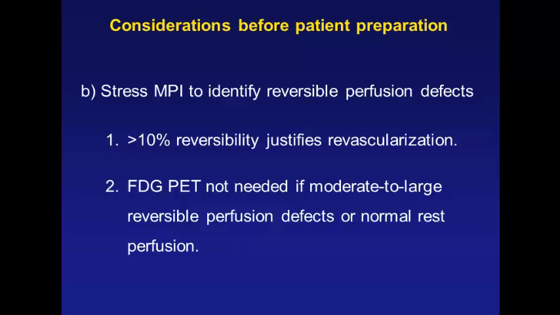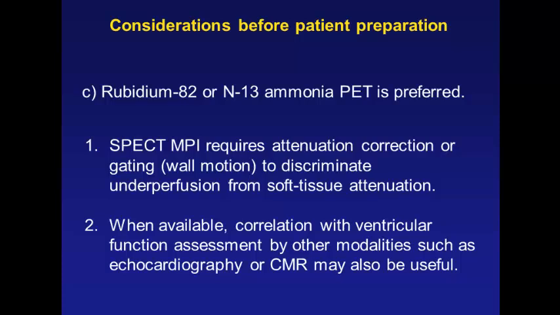If it's less than 10%, there is no good data to prove that this should be revascularized. There is no data at all for an active situation to prove that stenting is superior to medication, unless there is more than 10% ischemia and unless your FFR is pathologic, which shouldn't be measured, because I think we should do non-invasive testing before. FDG is not needed in moderate to large reversible perfusion defects.